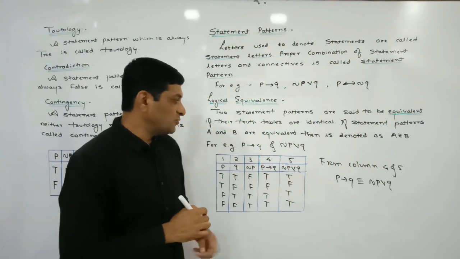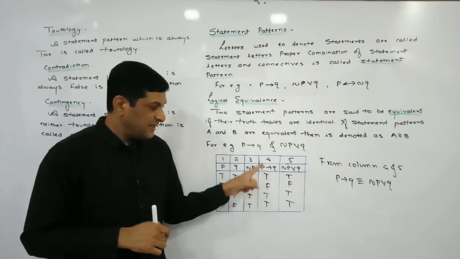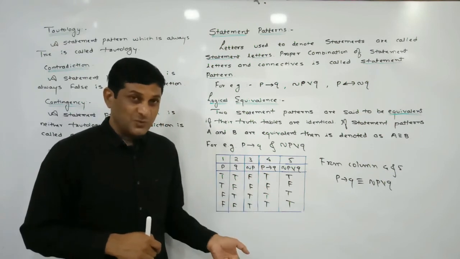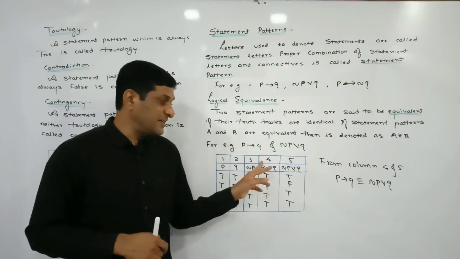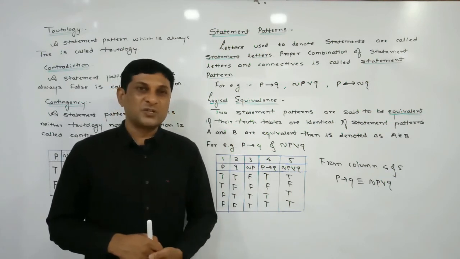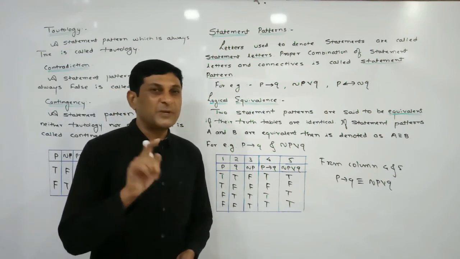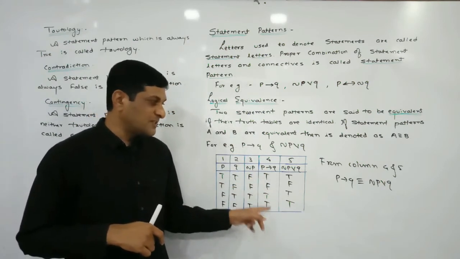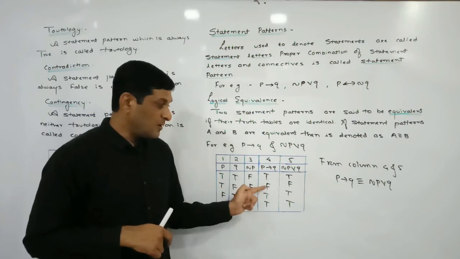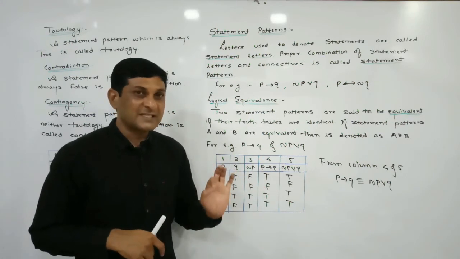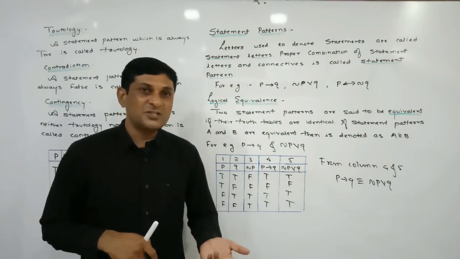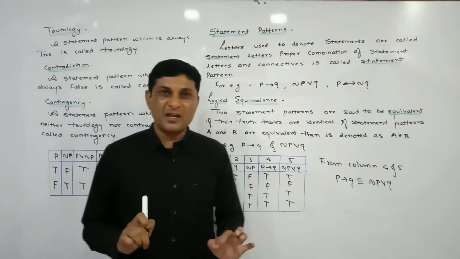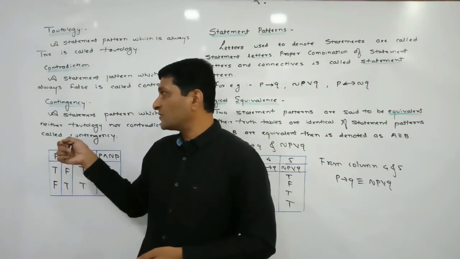So let us check the truth value of P implies Q. Check whether it is a tautology. No, here F appears, so it is not always true. That is why we cannot say that it is a tautology. Check whether it is a contradiction or not. We can say that it is a contradiction if it is always false, meaning in all possibilities it is false. But here it is not always false, so we can say that it is neither a tautology nor a contradiction. And such statement patterns, which are neither tautology nor contradiction, are called what?